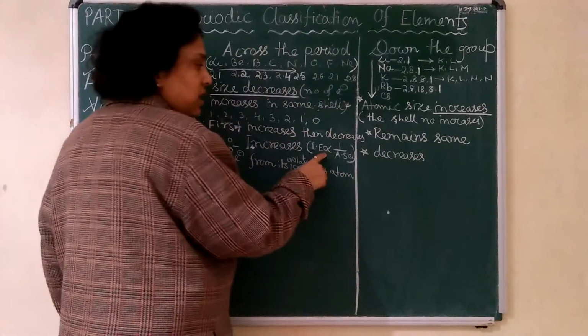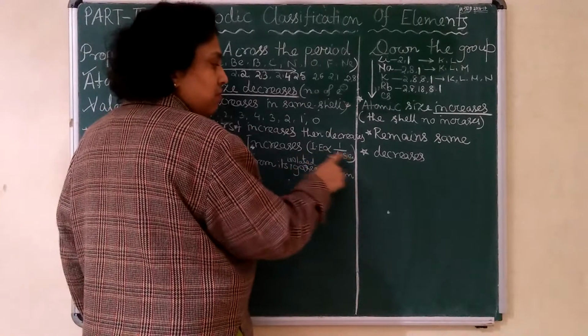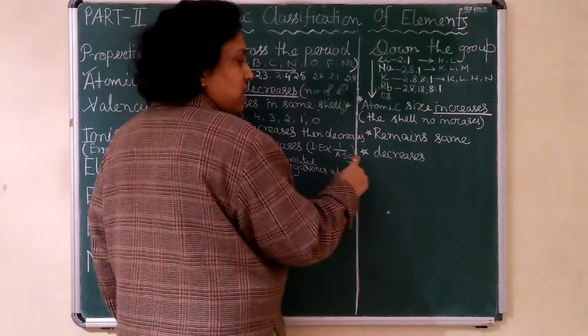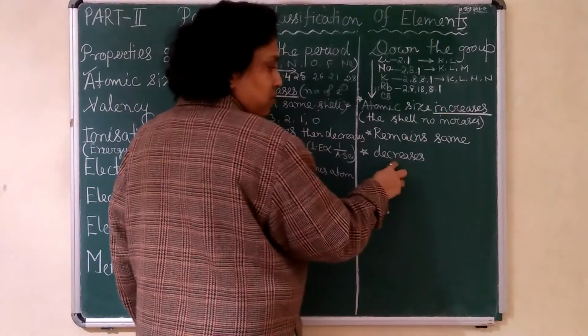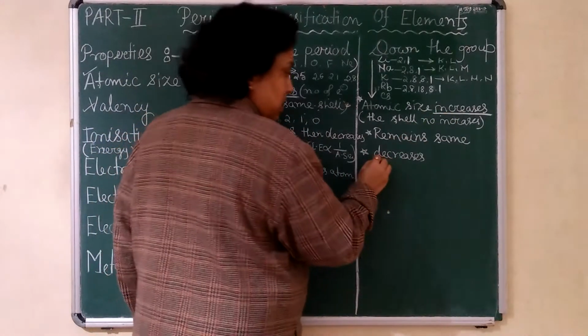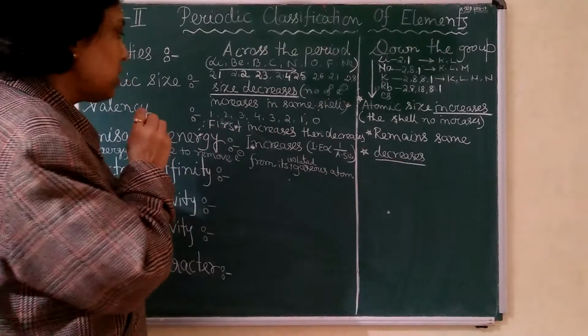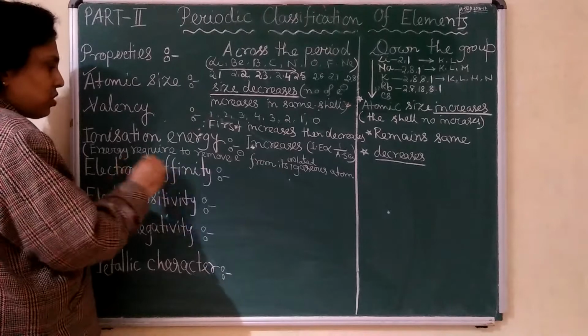Okay, and if you see here, it is the relation. Ionization energy is inversely proportional to the atomic size. Here size increases, so ionization energy decreases. So it is inversely proportional. Understood? Okay, next is electron affinity.